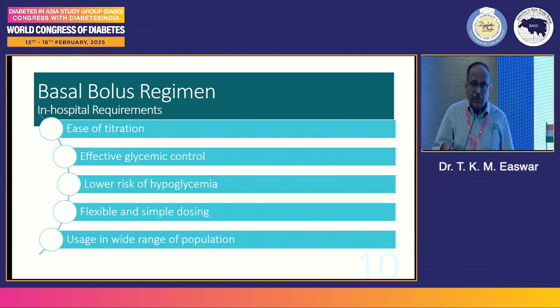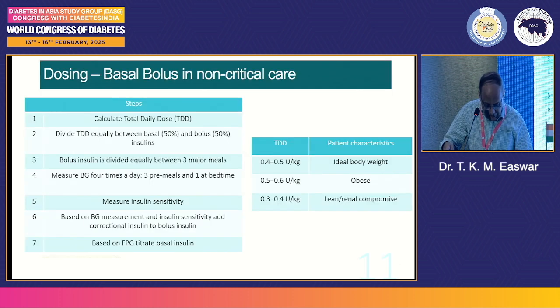We know that there is an ease of titration, there is good glycemic control, lower risk of hypoglycemia. It is flexible, the dosing is simple, and we can use it in everybody. This is not again important as far as the diabetic foot is concerned, but the titration is very important depending on the weight, and so you can increase or decrease the dose depending on the sugars.